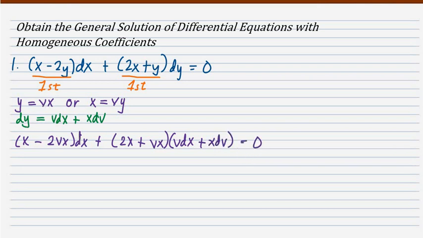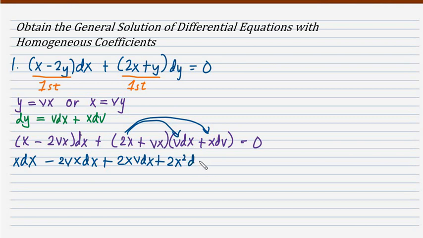Okay, so let us simplify the equation. I now have x dx minus 2vx dx plus, distribute this one first, 2xv dx plus 2x squared dv, and then that one, plus v squared x dx plus vx squared dv is equal to 0.